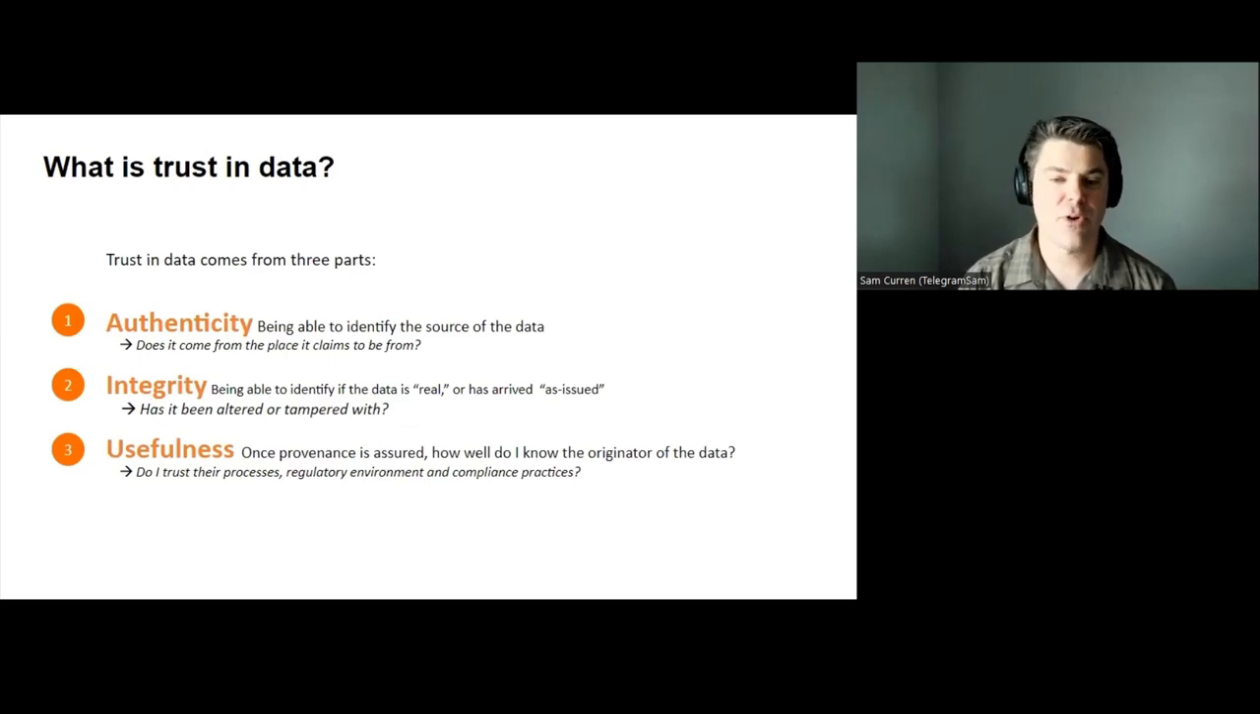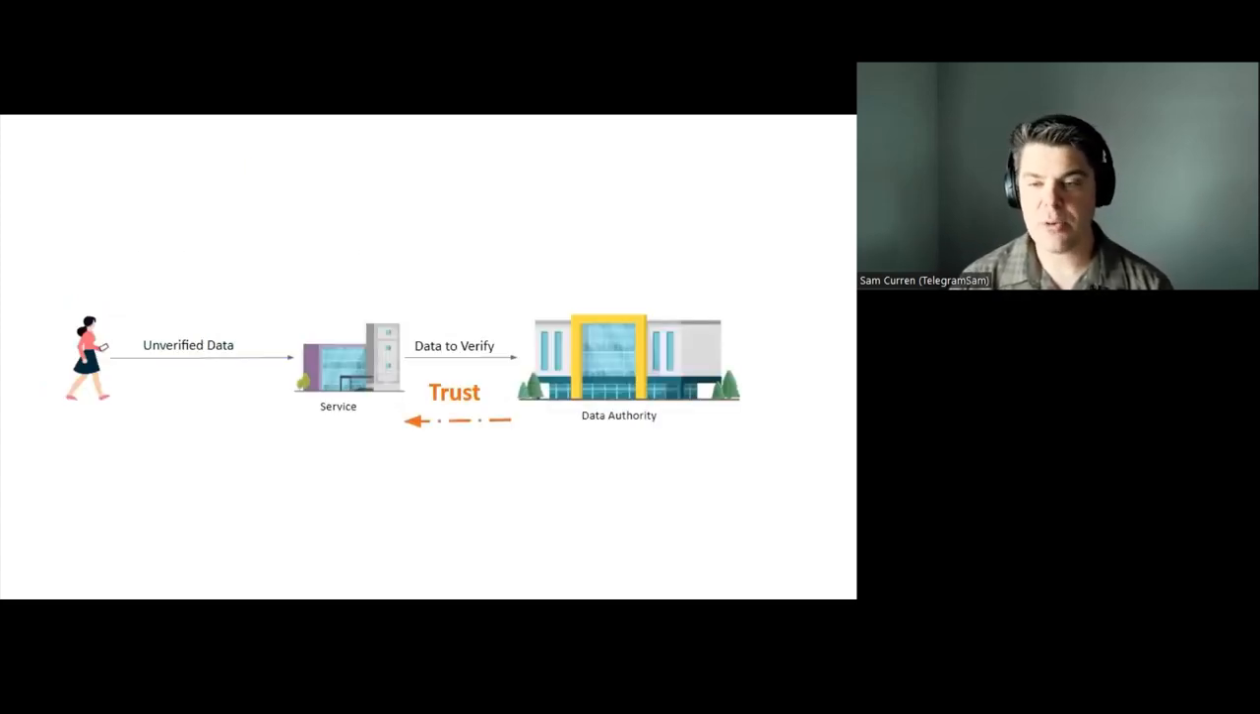Trusted data has three requirements. It's authentic, which means that you know where it came from. It has integrity, which means it has not been tampered with or altered in any way. And the data has to be useful, which means that when I receive the data, I understand the context of the data and how it was arranged so that it is actionable. Going back to our diagram, you can see that this data is authentic in the sense that the service is receiving authentic data from the data authority, because they're contacting them and talking to them directly. It has integrity because they can tell it came directly from the data authority, and so it has not been tampered with.